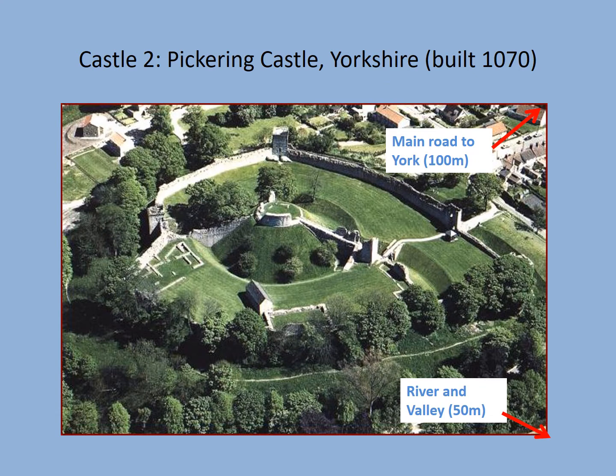This is Pickering Castle in North Yorkshire. It was built around 1070. Originally built out of wood, it was later replaced in stone with a large shell keep at the top of the mound. It was built near to the main road to York and near to a river valley. Can you identify what type of castle this one is?